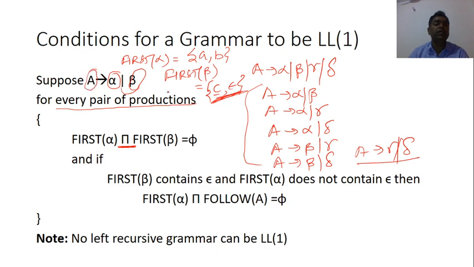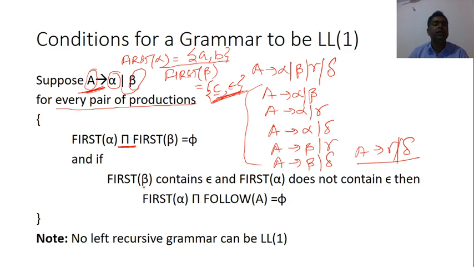So what do I have to check? First of alpha intersection follow of A must be equal to phi. That means if first of beta contains empty and first of alpha does not contain empty, then first of alpha intersection follow of A must be equal to phi. Then the grammar will be LL1.